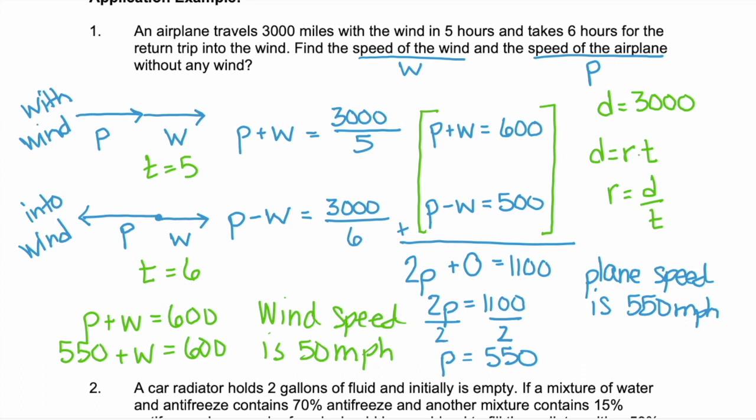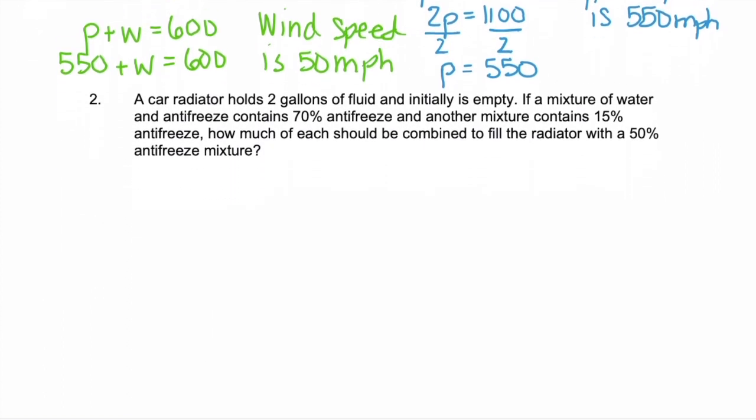Let's look at another type of example, another word problem. This is another word problem you'll see quite frequently. So a car radiator holds 2 gallons of fluid and initially is empty. If a mixture of water and antifreeze contains 70% antifreeze and another mixture contains 15% antifreeze, how much of each should be combined to fill the radiator with a 50% antifreeze mixture?